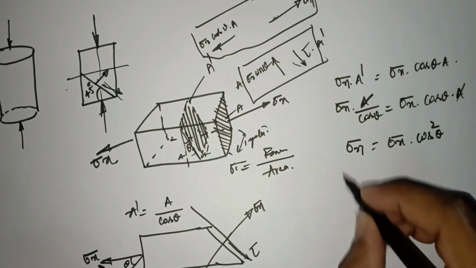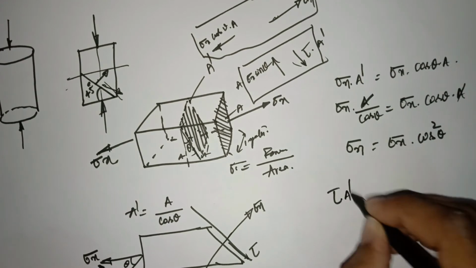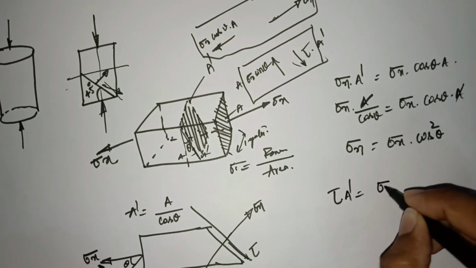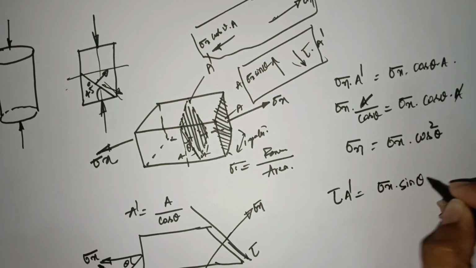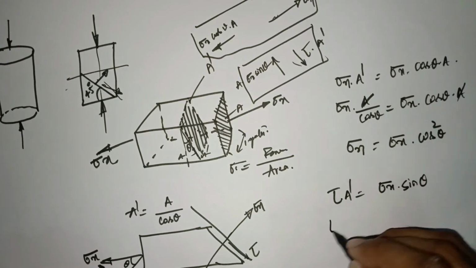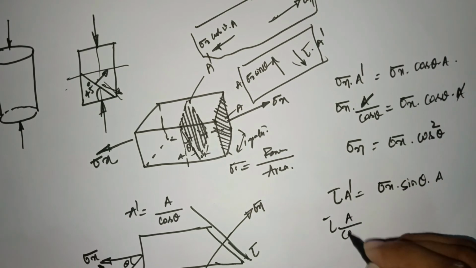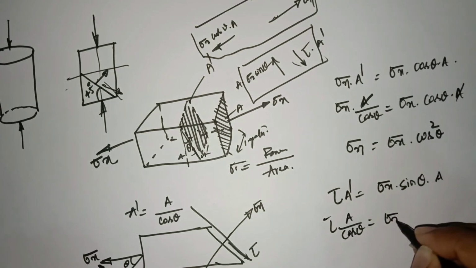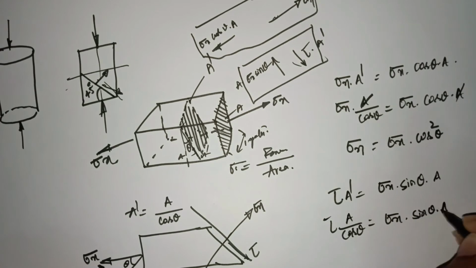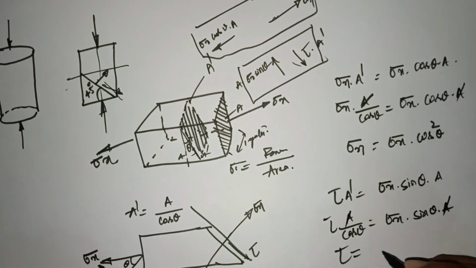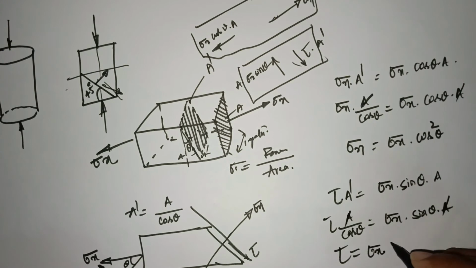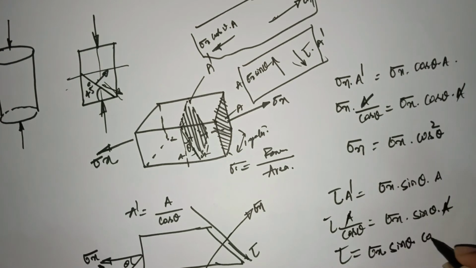Okay, so tau into a dash will be equal to sigma x into sin theta into a. So tau into a by cos theta is equal to sigma x into sin theta into a. A will get cancelled out. Tau will be equal to sigma x into sin theta into cos theta. In some textbooks it is also written as sin 2 theta divided by 2.